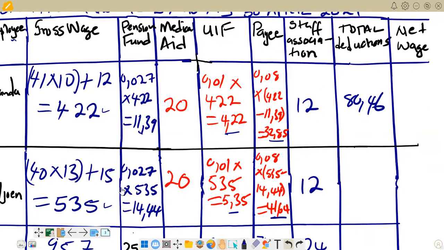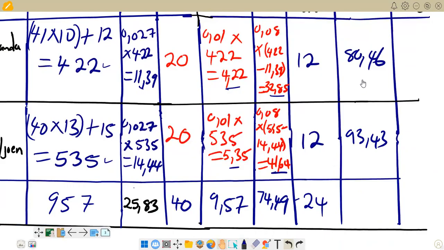Here again for JV Join, we have 14.44 plus 20 plus 5.35 plus 41.64 plus 12. You are going to get 93.43. And obviously we also have the total figure that we have to put beneath that. We say now 80.46 plus 93.43, and you get 173.89.